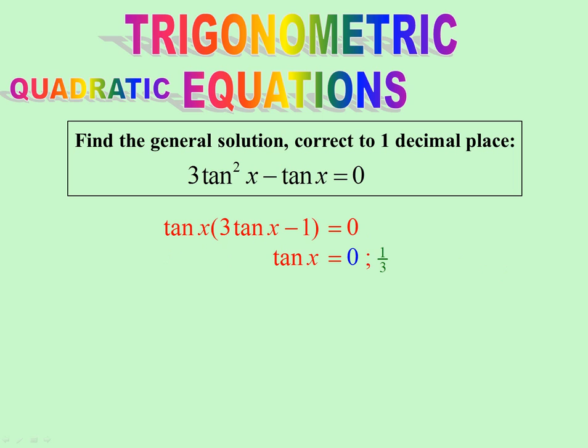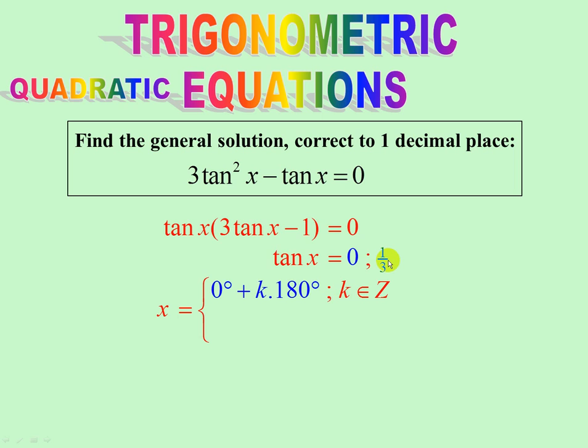Tan x equals 0. Well, that's 0 plus k 180, every 180 degrees. Remember that tan has a period of 180 degrees, so tan is 0 at 0, and then every 180 degrees it repeats. Tan x equals 1/3.